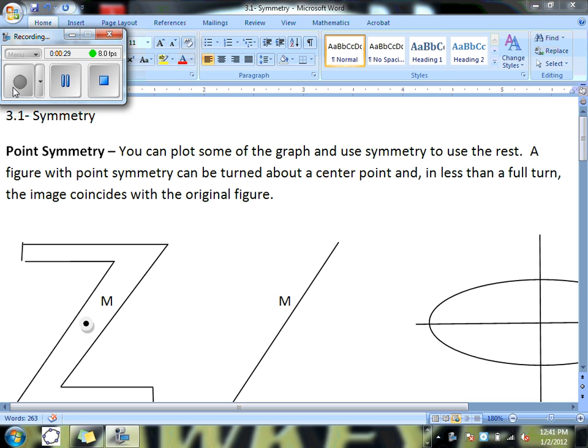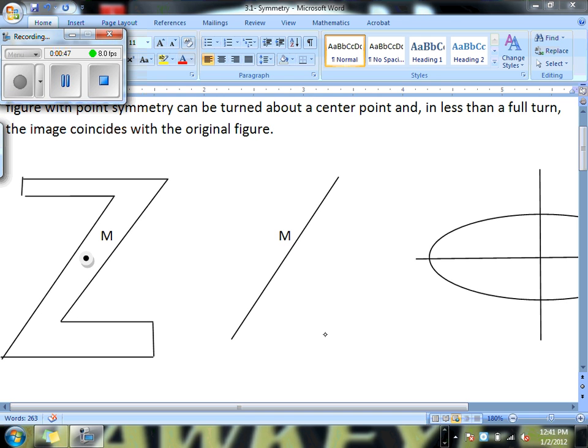You can plot some of the graph and use symmetry to graph the rest. So a lot of graphs have symmetry. They follow a specific pattern. A figure with point symmetry can be turned about a center, and in less than a full turn, the image is the same. So if you notice here, first I have the letter Z here, all right?